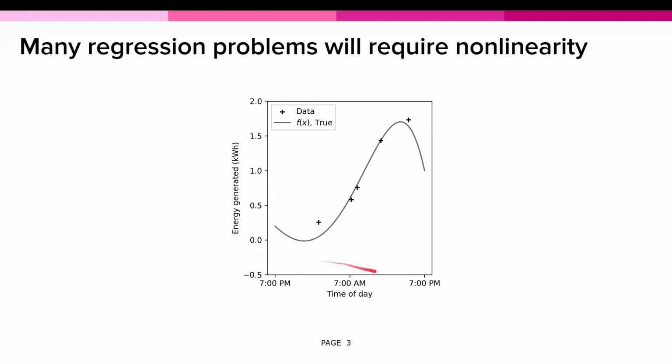The x-axis represents the time of day, where we're going from 7 p.m. in the evening through to 7 p.m. the following day. And then the y-axis indicates the energy generated in kilowatt hours between those 2 sources. And so the gray curve in this figure shows the true underlying relationship, and then the black crosses represent the observed data points.